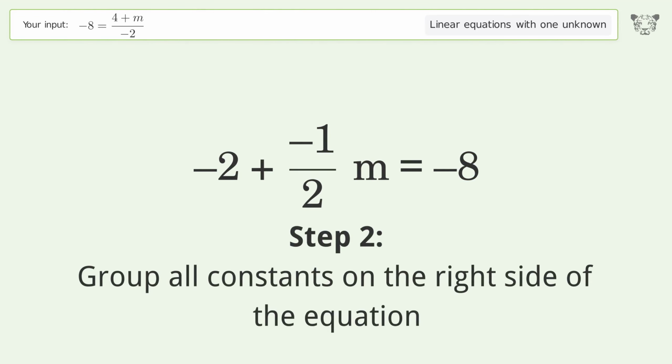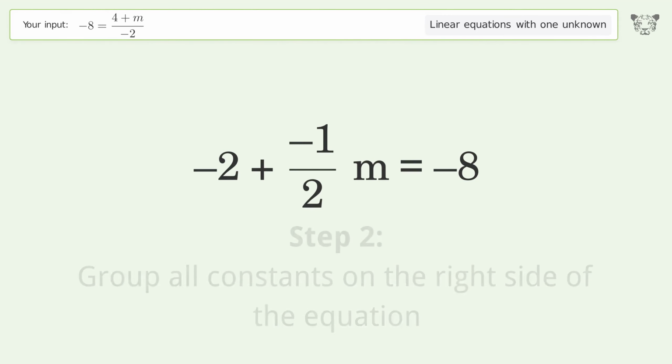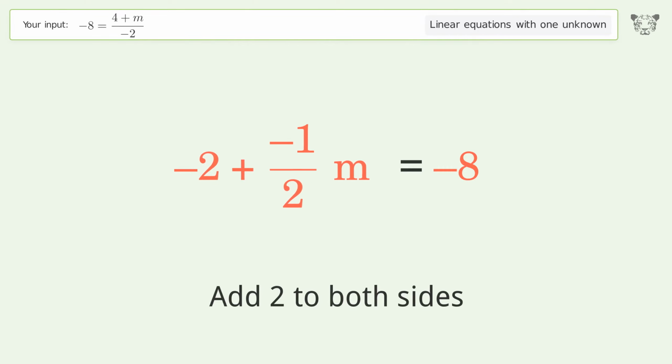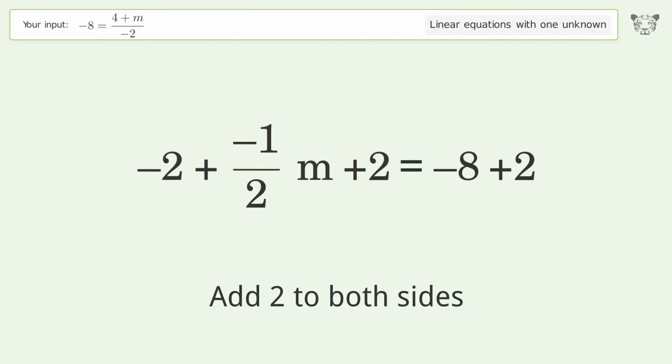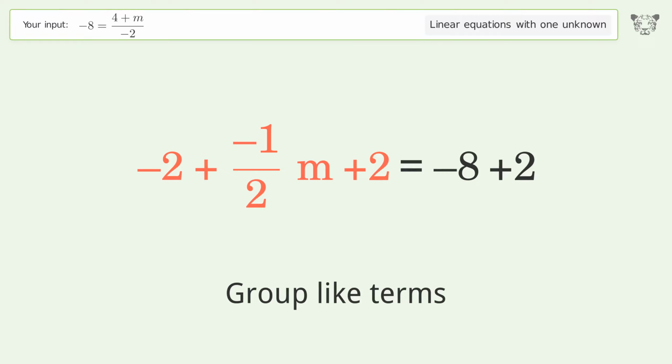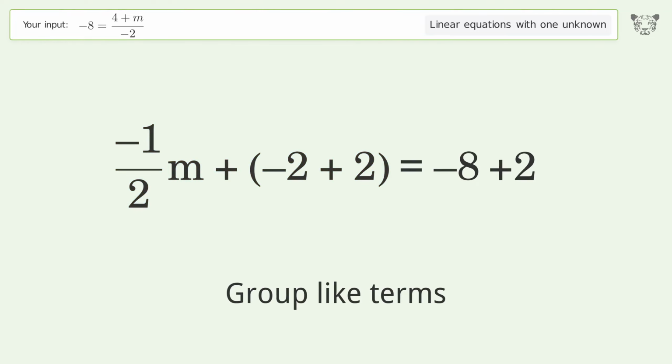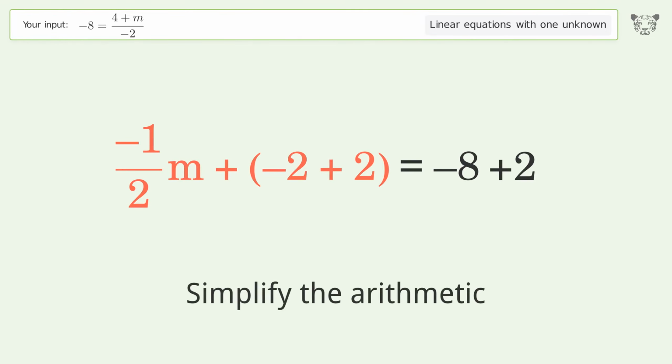Group all constants on the right side of the equation. Add 2 to both sides. Group like terms. Simplify the arithmetic.